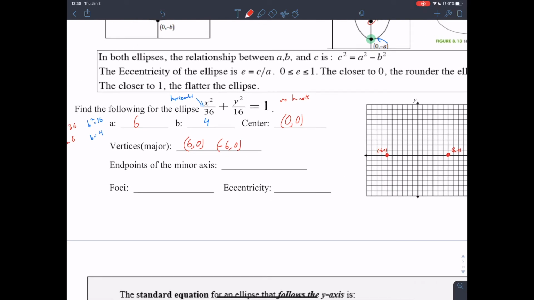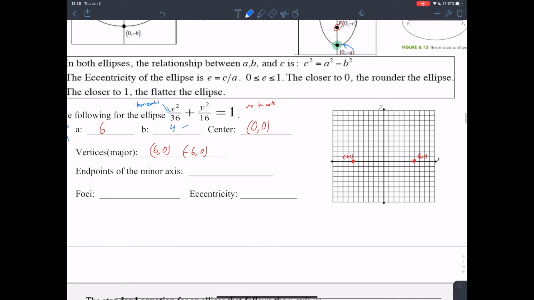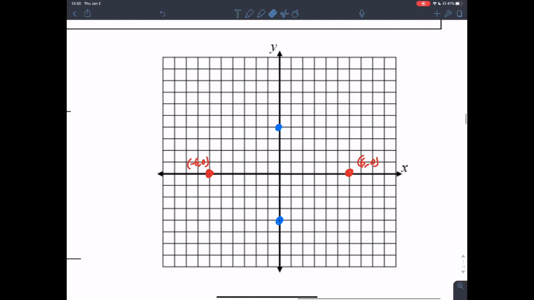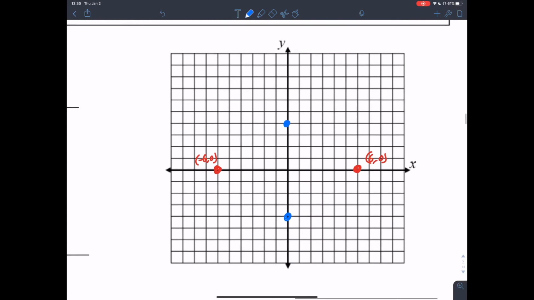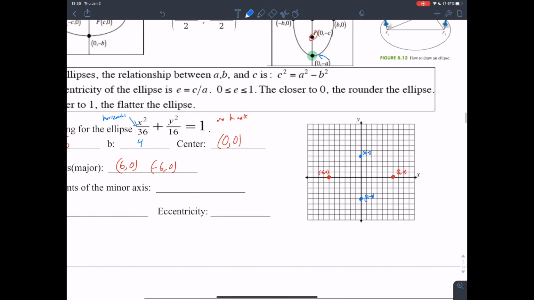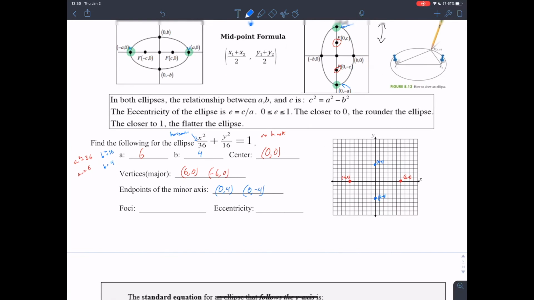Now the minor axes, which I'll do in blue, those go up and down in this case. And they go up 4 and down 4. So up 4, down 4. So 1, 2, 3, 4. 1, 2, 3, 4. And there we go. So I can label that as 0, 4 and 0, negative 4. And so we could do that right here. Okay, good. We have that.